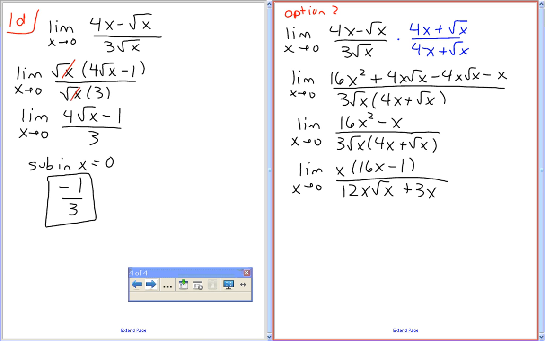Okay, so now if you take a look, there's an x in the denominator as well too. So this turns into limit x approaches 0, 16x minus 1 all over 12 root x plus 3, which is also then equal to negative 1/3. Is this awful? Yes. Is that way nicer? Yes. Okay, right? Yeah, Matt? Yeah, just for the denominator, took out the x.